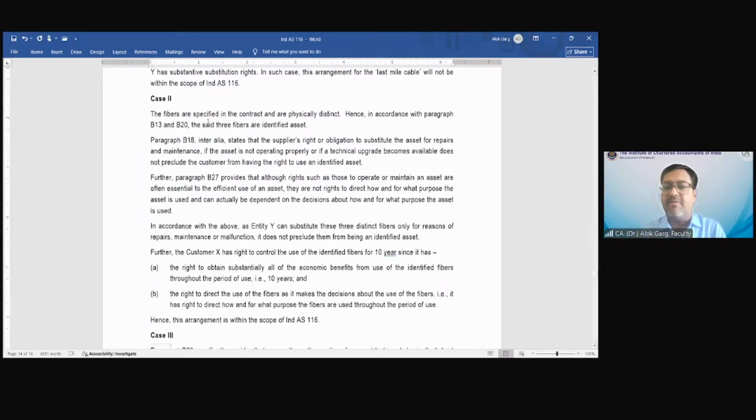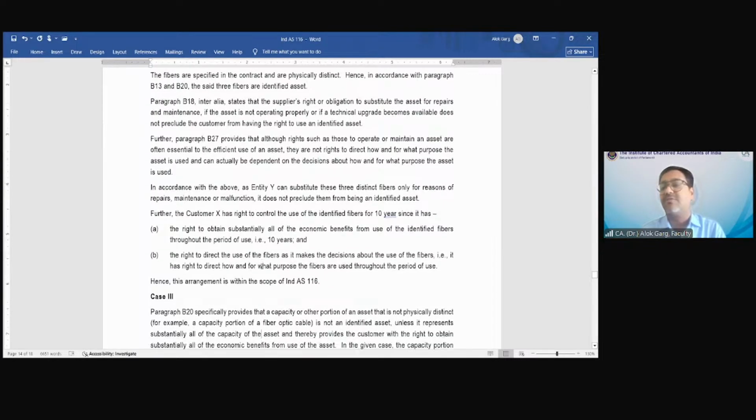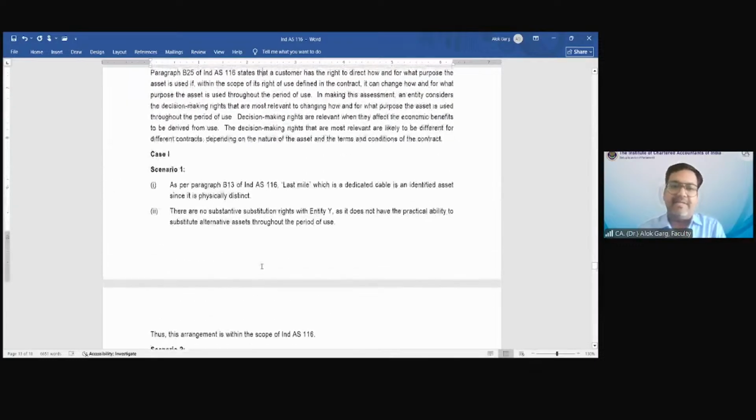In accordance with the above, entity Y can substitute this fiber only when it requires repair or maintenance. Entity Y is not getting the benefit also, and hence this arrangement is within the scope of Ind AS 116. It is an identified asset. Okay.